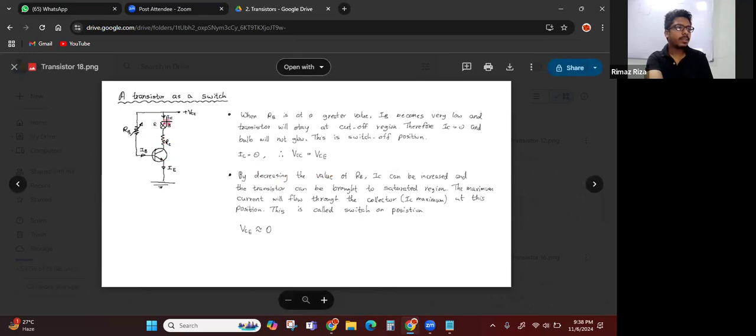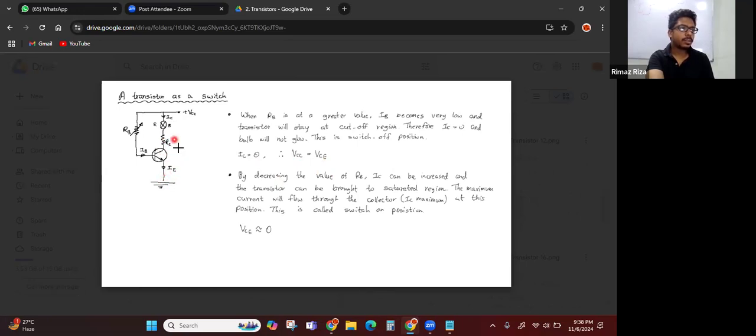Okay, so here IC is 0. There is no current here. Therefore, VCC is equal to VCE. That means the voltage across the CE junction is equal to VCC.